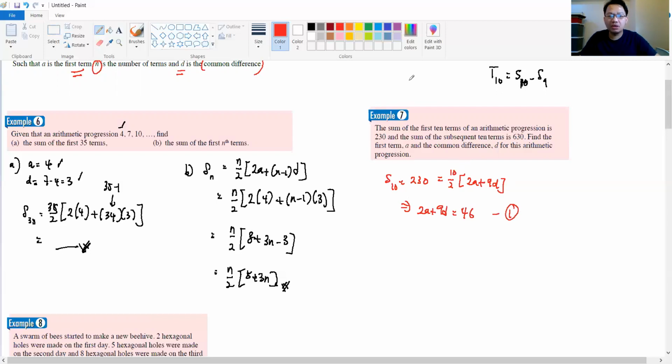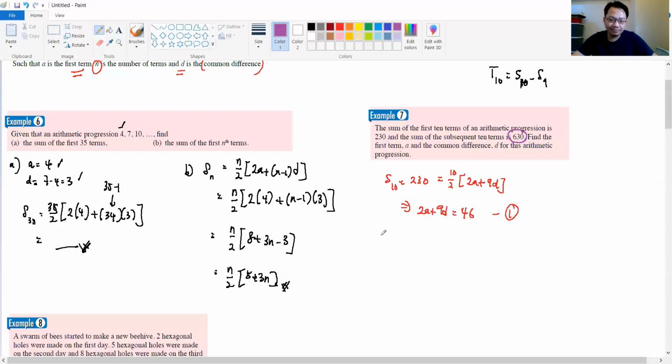Okay, so next equation is the sum of the subsequent 10 terms, the next 10 terms. After the first 10 terms, the following 10 terms start with the 11th term onwards. So another 10 terms will be from the 11th term until the 20th term. That is another sum, which equals 630.